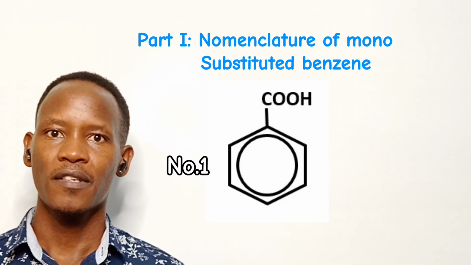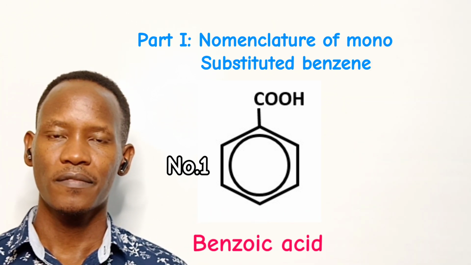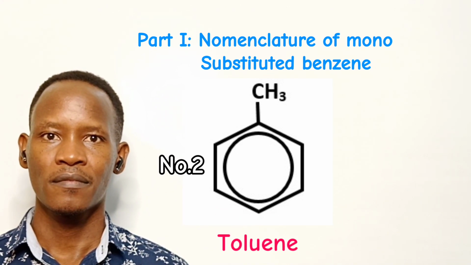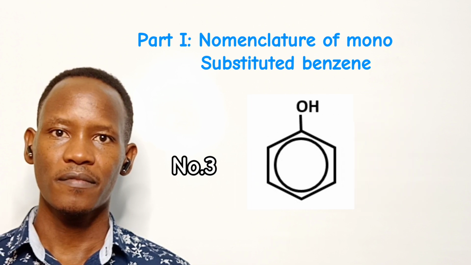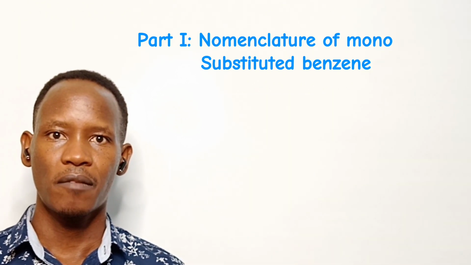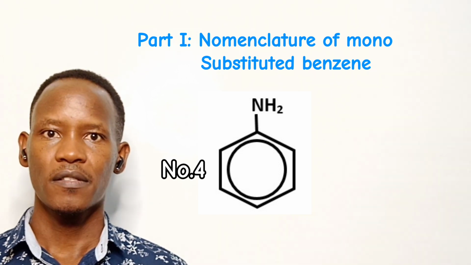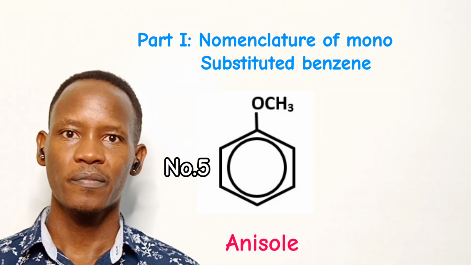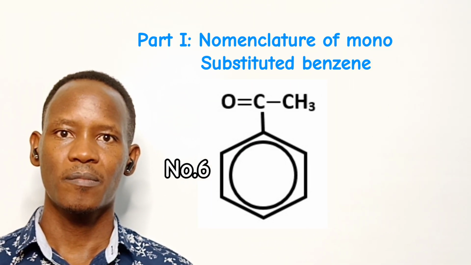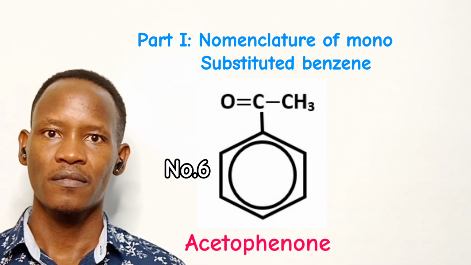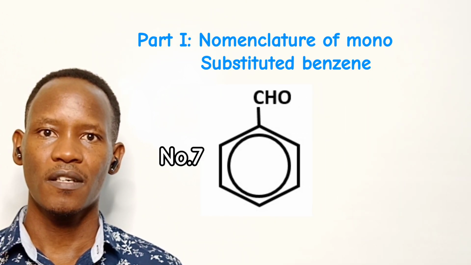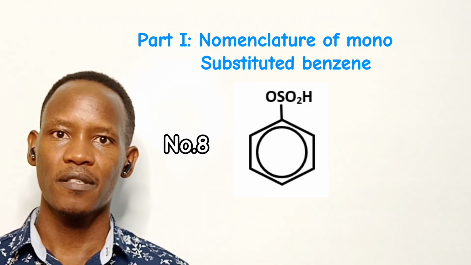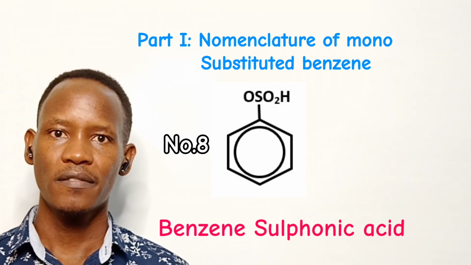Finally, some trivial names of monosubstituted derivatives of benzene are also accepted by IUPAC, and these include the following. Number 1, displayed there, is benzoic acid. Number 2 is toluene. Number 3 is phenol. Number 4 is aniline. Number 5 is anisole. Number 6 is acetophenone. Number 7 is benzenecarbaldehyde. Number 8 is benzenesulfonic acid.